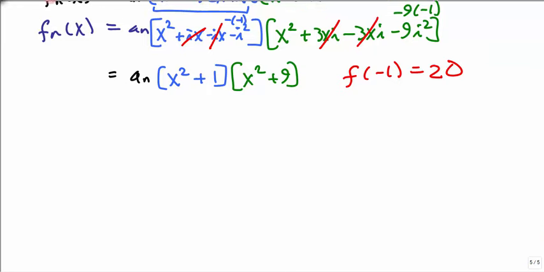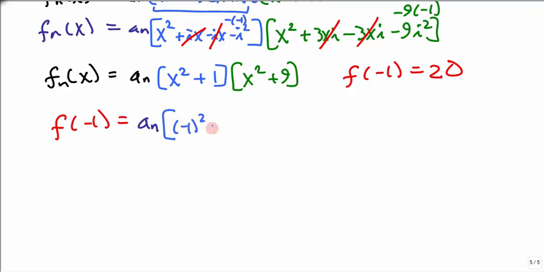Okay, so over here on this side, here's my f of x or f_n of x, either way. So I know over here f of negative 1 equals a sub n. Now in place of this x squared, I would plug my negative 1 then. Negative 1 quantity squared plus 1. Then over here, in place of this x, I plug in a negative 1 as well. Make sure you use those parentheses, otherwise your negative squared might end up to be positive. And when I get all done, I know this has to equal 20.